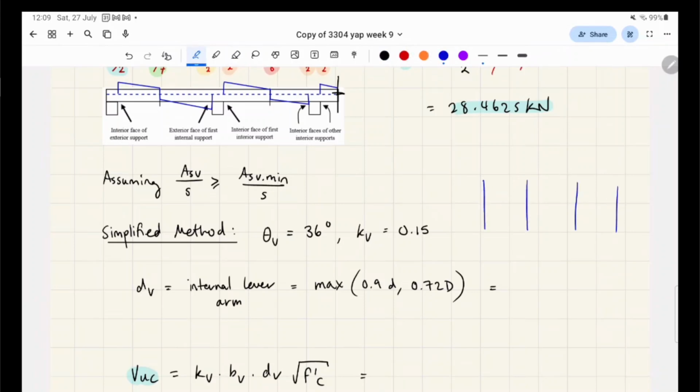Wait, Karan, have you had a chance to watch my shear design yap or no? I think I have. Yeah.